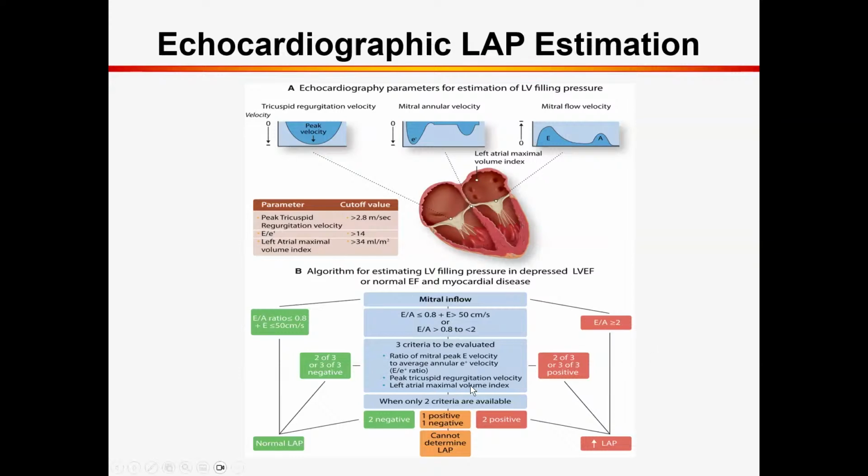In between these, we need other variables to look at, and the guidelines from 2016 refer to the E to E prime ratio, peak TR velocity, LA maximum volume, and in patients with depressed EF, the pulmonary vein systolic to diastolic velocity ratio. If 2 of the 3 or 3 of the 3 are concordant, then we can say based on whether they are abnormal or normal. If in the normal range, then the LAP is normal. If in the abnormal range, then LAP is elevated. If only one variable is available or 2 variables and there is discrepancy, then we have a situation of indeterminate left atrial pressure.